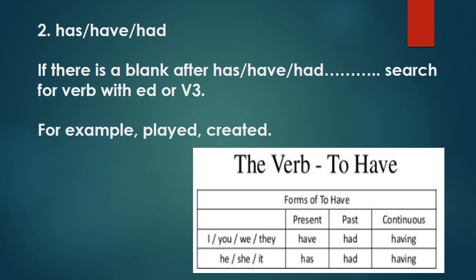Additionally, when subjects like I, you, we and they are given, in the present tense you will use have after the subjects, and in the past tense you will use had, right? And for subjects like he, she, it, in the present tense you will use has as a verb, and in the past tense had as a verb. In the continuous, we know that it will always end with the ing form.